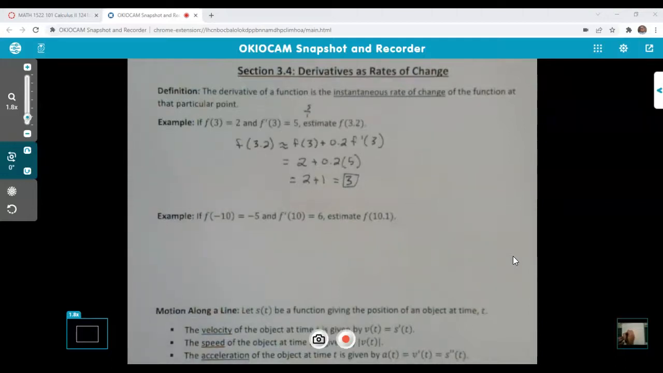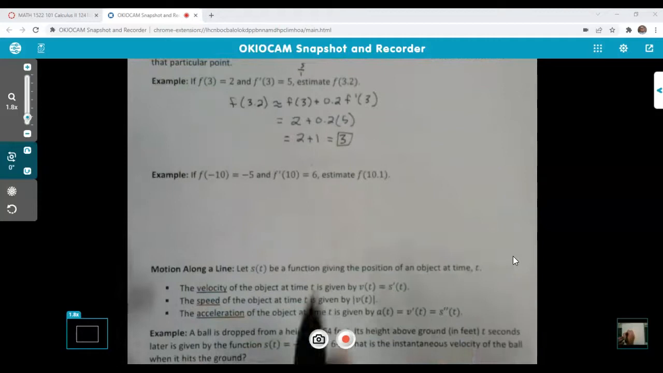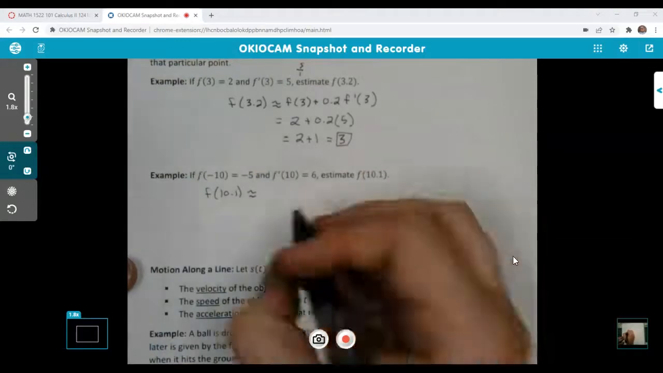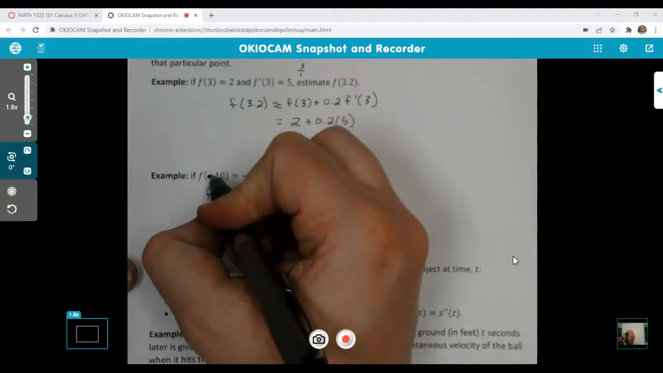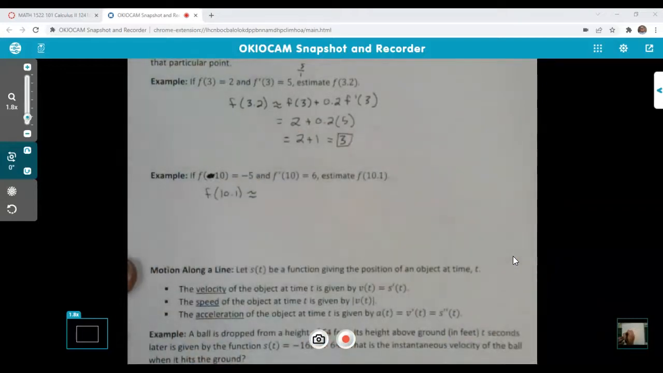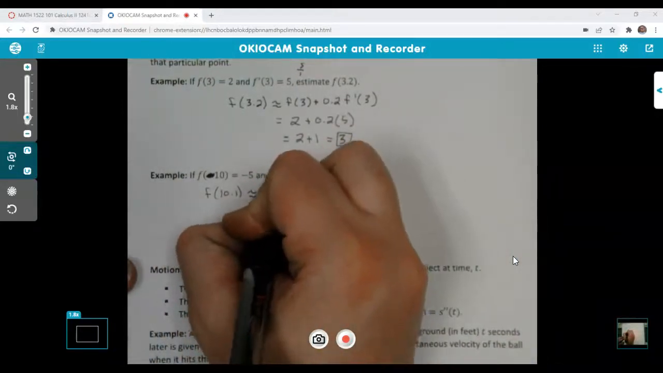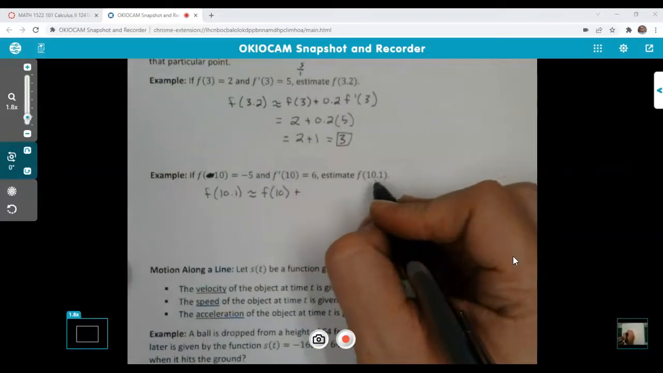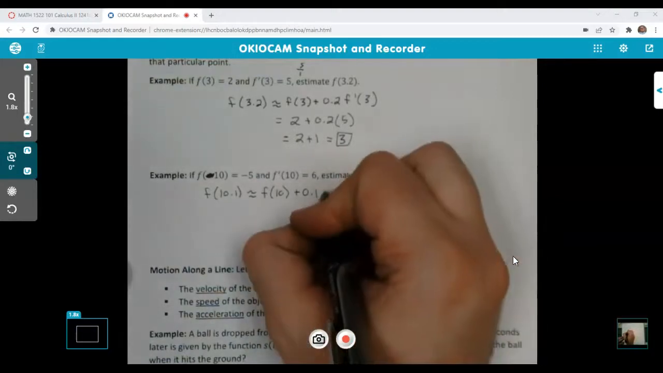If f of 10 is equal to negative 5, and f prime of 10 is equal to 6, then estimate f of 10.1. So just like I did up here, f of 10.1 is going to be about, I can start with, I believe this should say positive 10 right here. I apologize for that. That is a typo. That should say f of 10. My bad. Okay, so f of 10.1 is about, my starting point is going to be f of 10, and I need to go up by 0.1 to get to the 10.1, right? So plus 0.1 times my rate of change at 10. So f prime of 10.